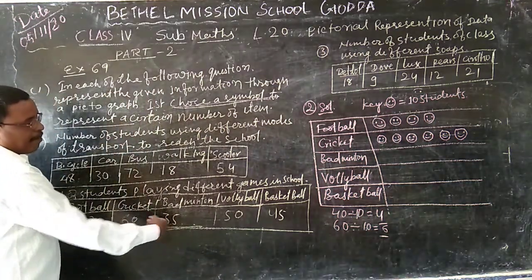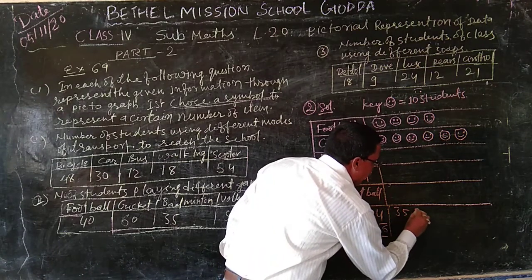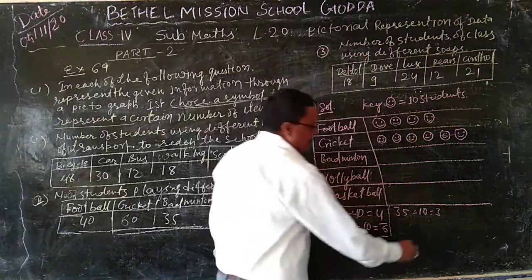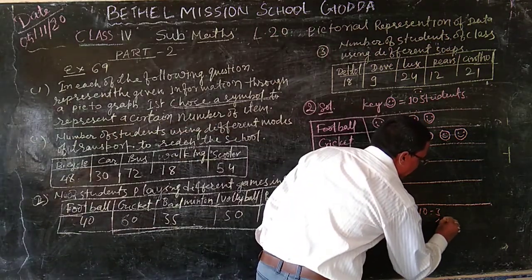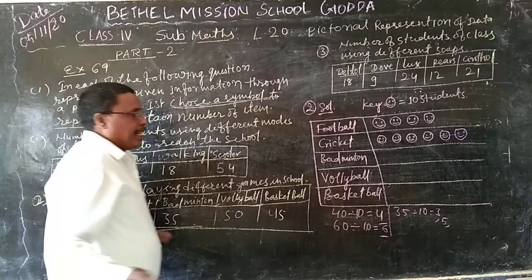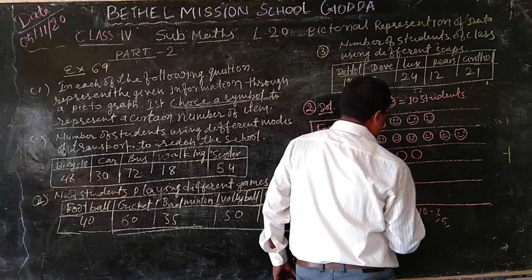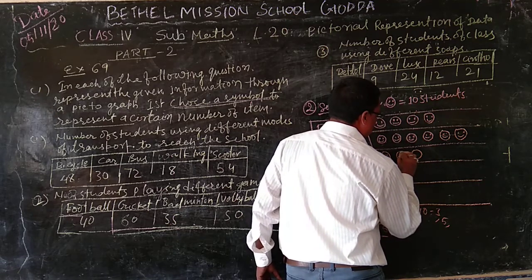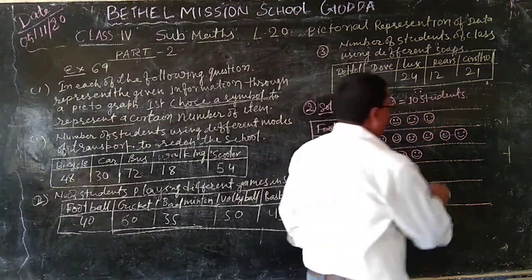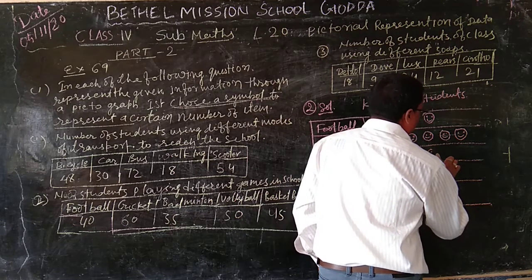Next is badminton. 35 divided by 10. 3 tens are 30 and 5 is the remainder. What? 5 means half of 10, right? So you can make 3 complete pictures: 1, 2, 3. 3 tens are 30 and 5 is left. So 5 means a half picture. Like this. Clear?